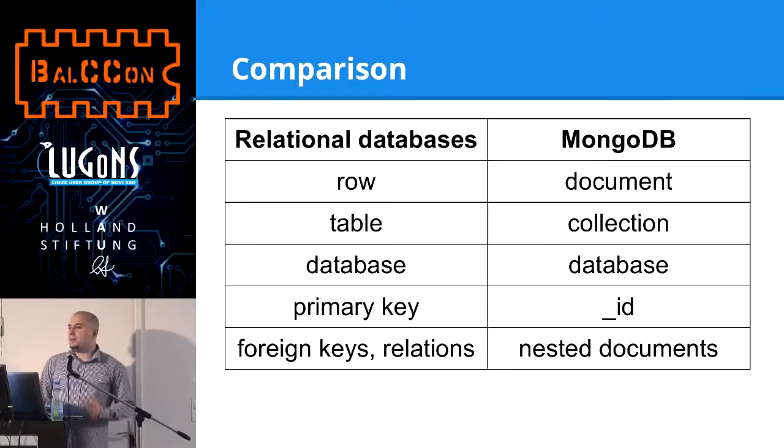This slide shows a little comparison of relational databases and MongoDB. In this example, on the left-hand side, we have data that is written into rows. These rows are organized into tables. Tables are grouped into databases, and each table has a primary key. In addition to that, tables have relations between them using the foreign keys.